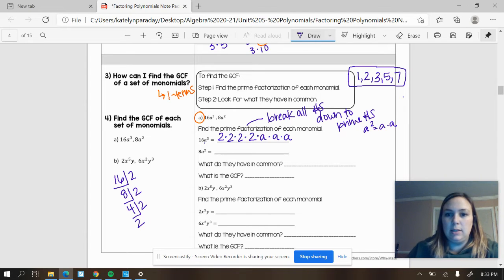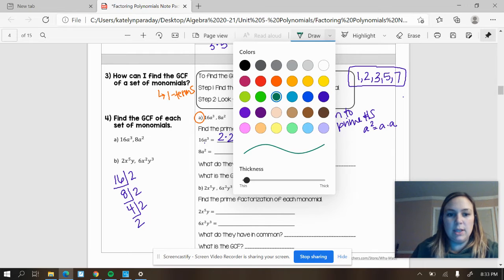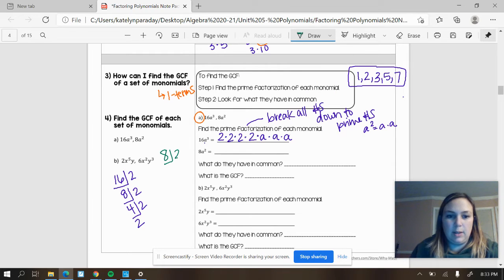Same thing with 8. We see, well, 8, I can divide that by 2, it goes to 4. Divide by 2 more, that's 2. So 8 can really be 2 times 2 times 2. And then again, a squared just means writing a twice.